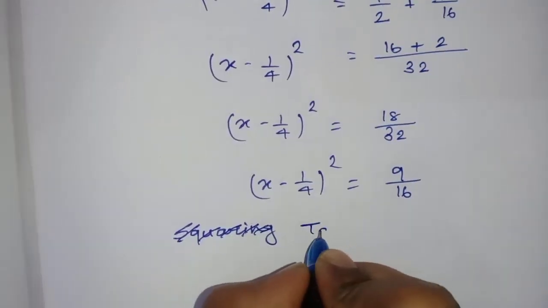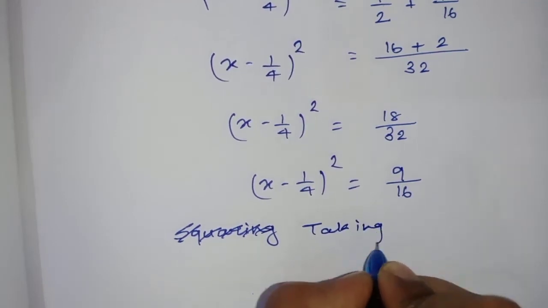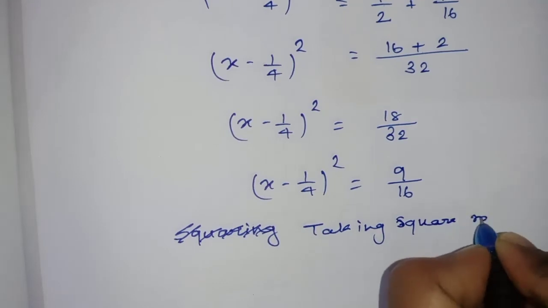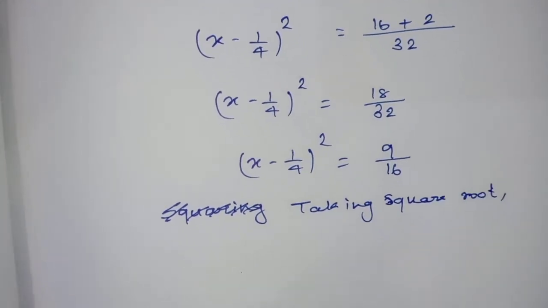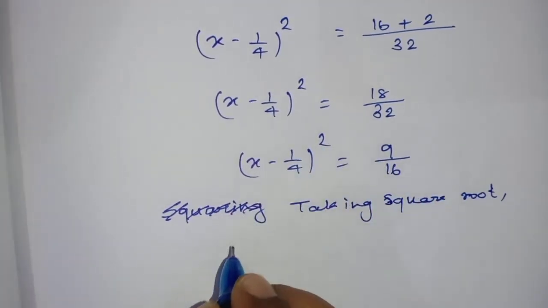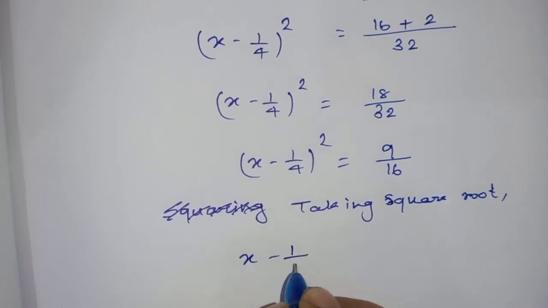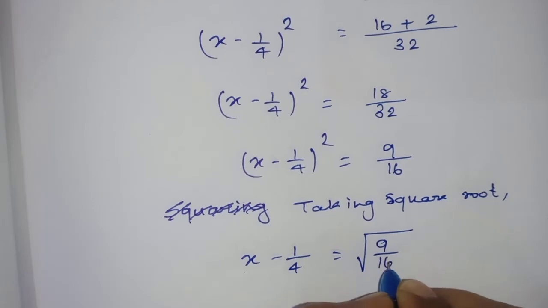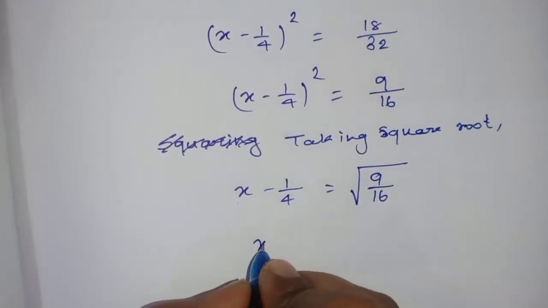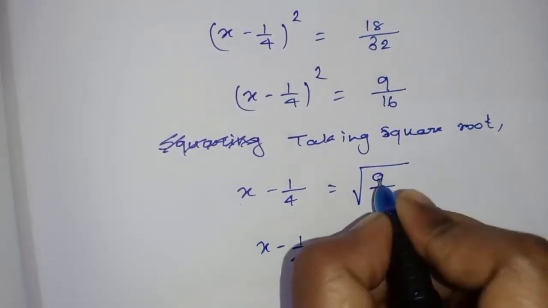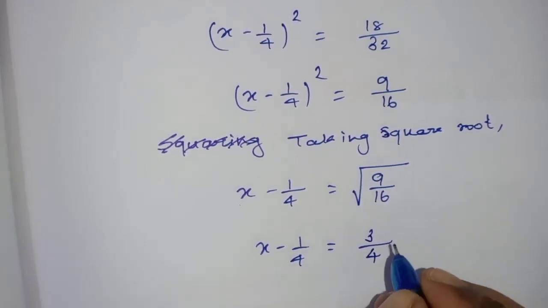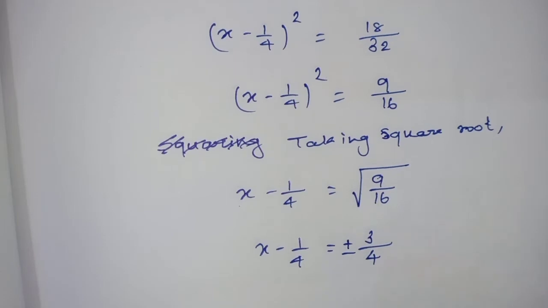Okay. Taking square root on both sides. அப்போ என்னாயிரும் root உம் square உம் cancel ஆகும். So, x minus 1 by 4. இங்கு என்ன வந்துரும் root of 9 by 16 வரும். Okay. So, x minus 1 by 4 equal to root 9 value 3 வரும். Root 16 value 4. So, plus or minus 3 by 4.